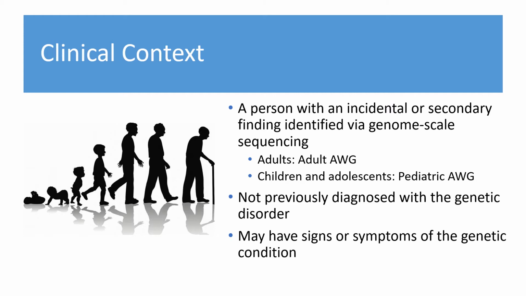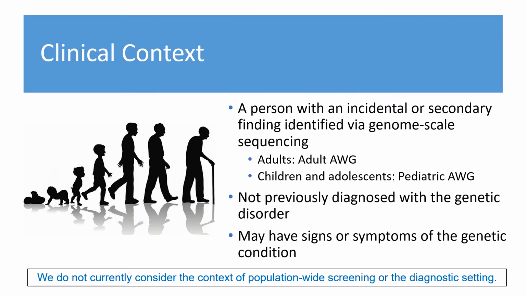And the example that we use for this is that a person may know that they have high cholesterol and may even be receiving treatment for it. But what they didn't know is that they carry a genetic variant in a gene associated with familial hypercholesterolemia. It's important to note that we don't currently think about clinical actionability in the context of population-wide screening or diagnosis. We're really focused right now on the context of a secondary finding.